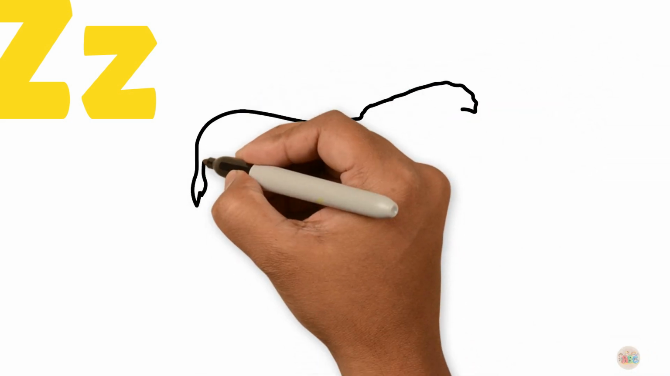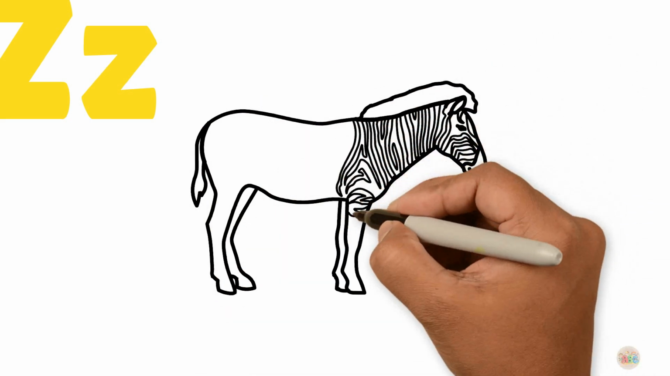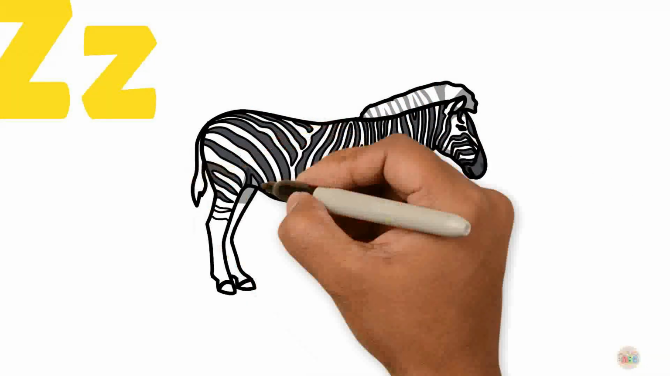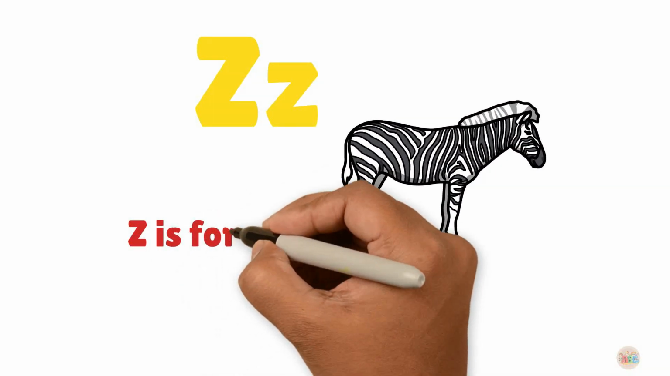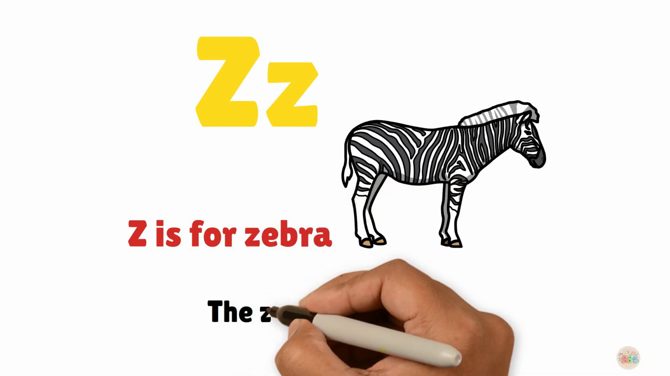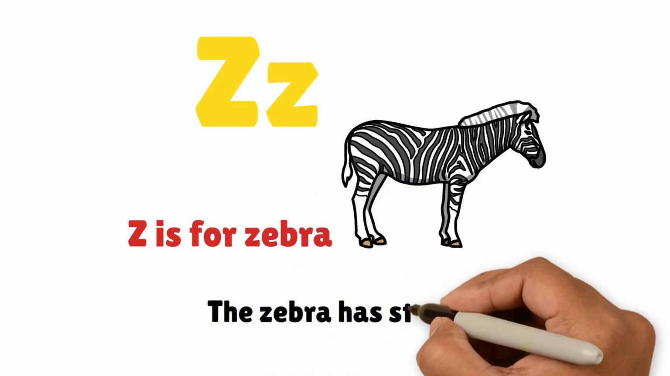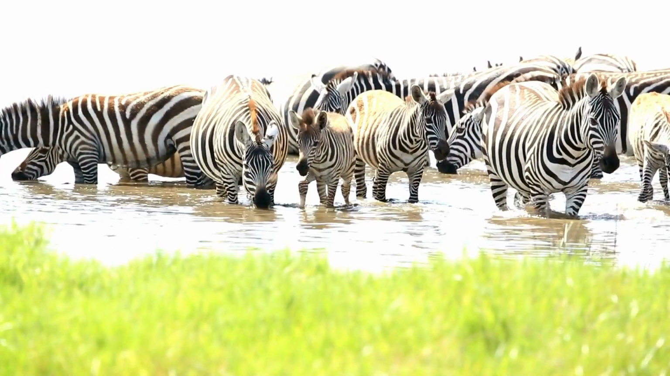Say with me, Z. Z is for zebra. Again say with me, Z is for zebra. The zebra has stripes. Now it's your turn.